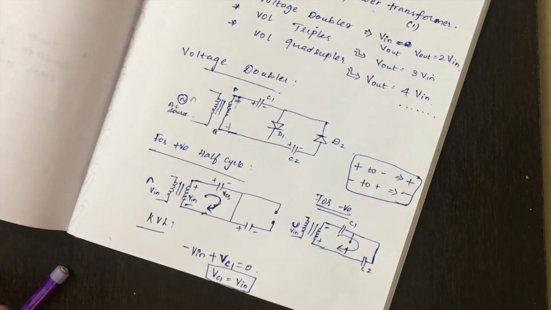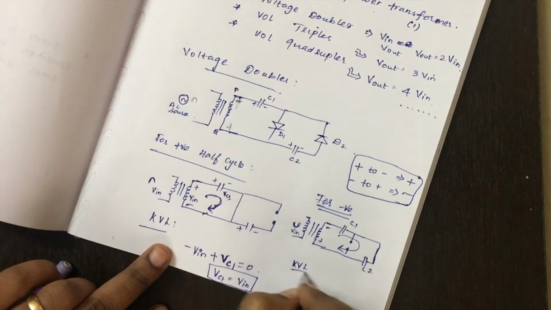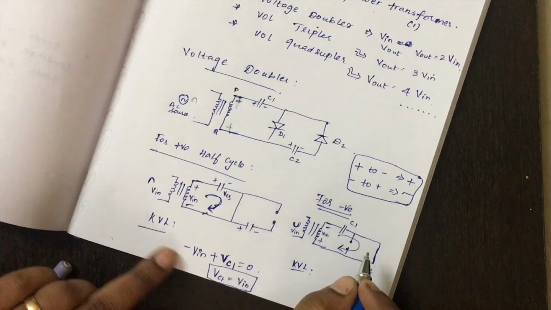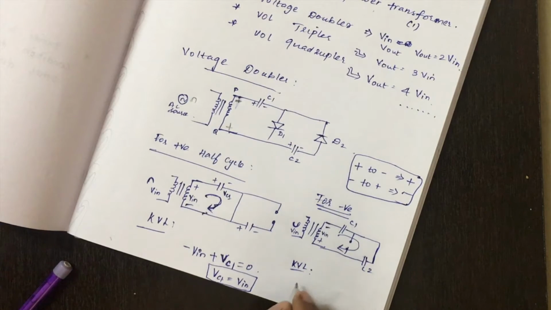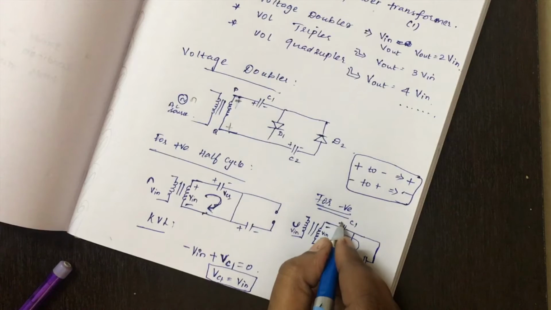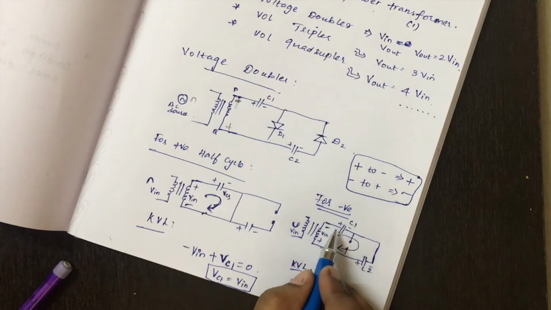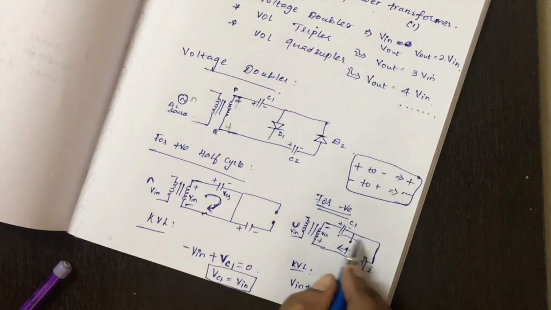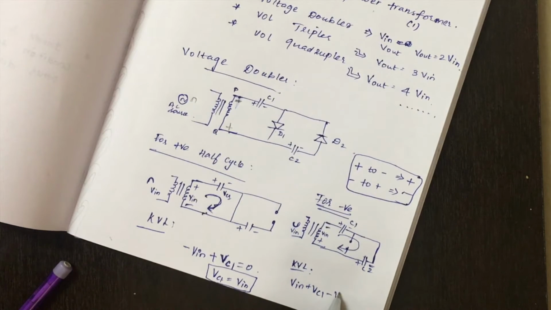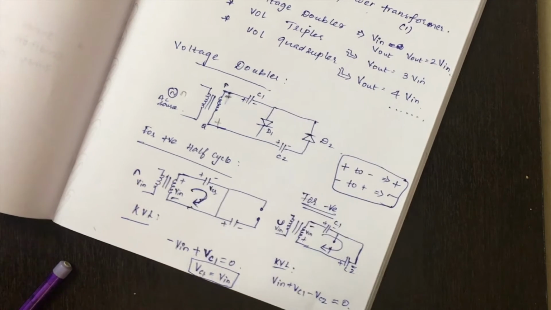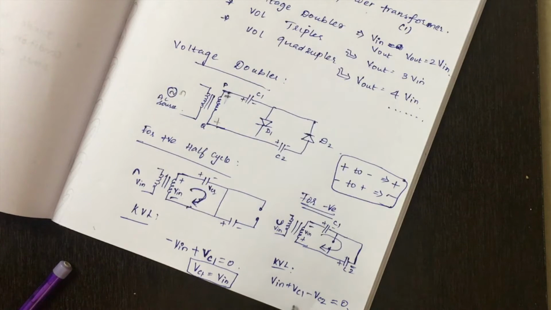So again let's apply KVL. Here Vin, going from plus to minus, so plus Vin, then Vc1 from plus to minus, then again minus to plus, so minus Vc2, that's all, is equal to 0. So Vin and Vc1 we already know are equal. Let's bring this capacitor to this side, so Vc2 equals 2 of Vc1.